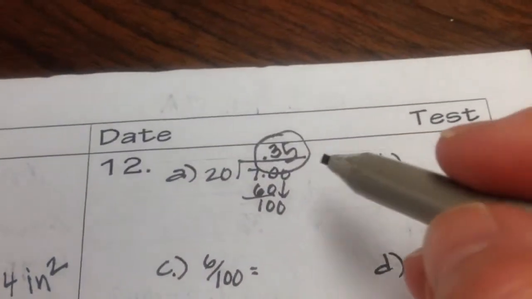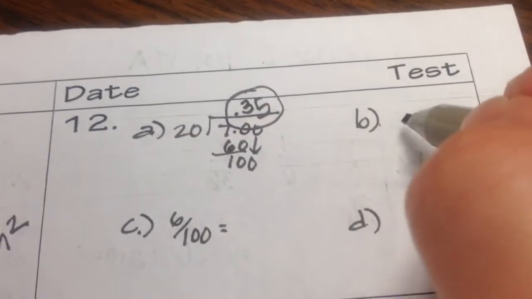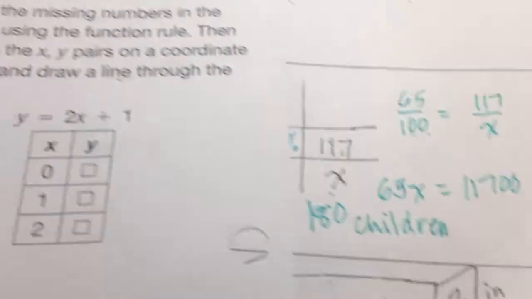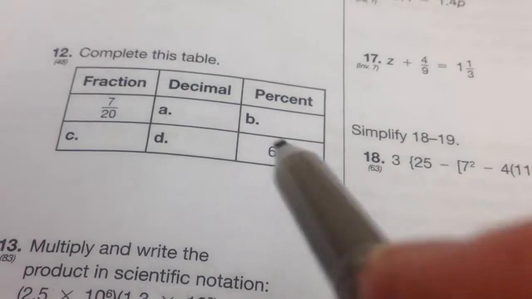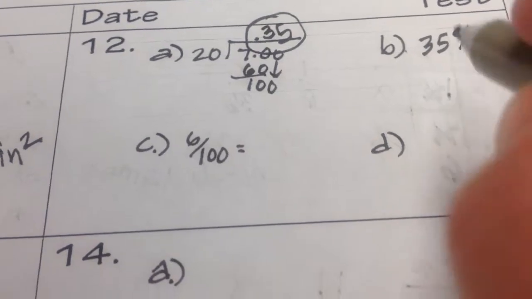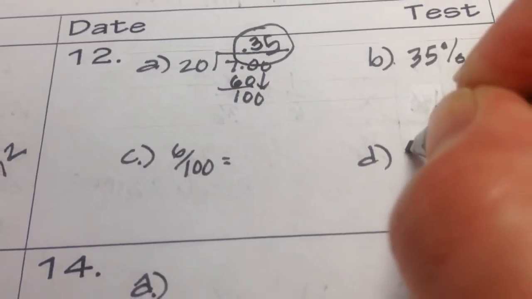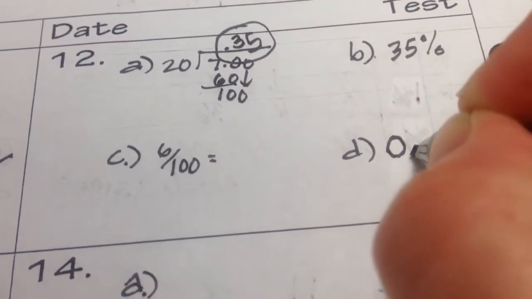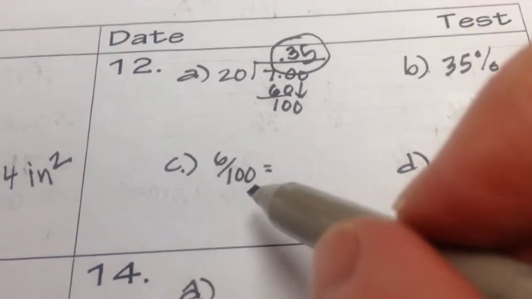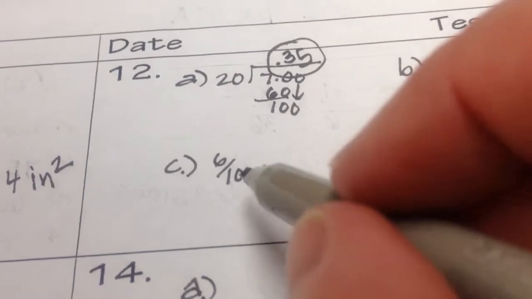So my decimal is 0.35. What's the percent? Easy peasy. Multiply times 100, it's 35%. Then it gave you 6%. Well, that is the same as 6 over 100, right? Or 6/100ths. The answer over here is 6/100. So I'm just going to write that right now. The decimal for that is 0.06.